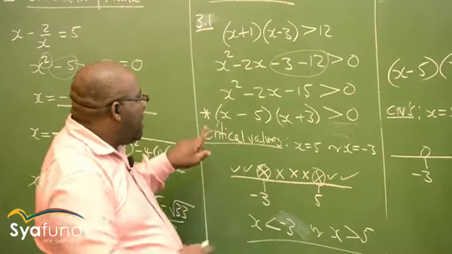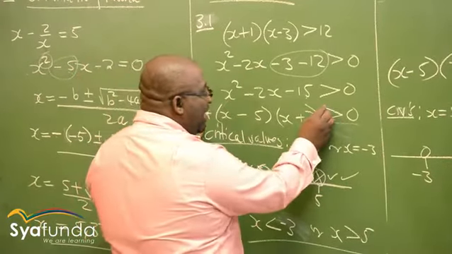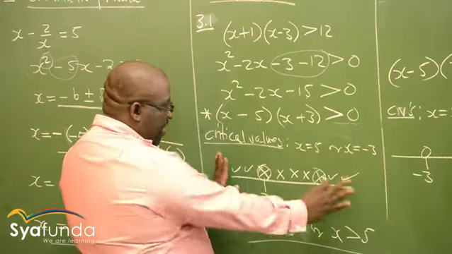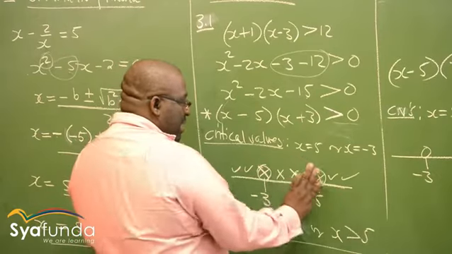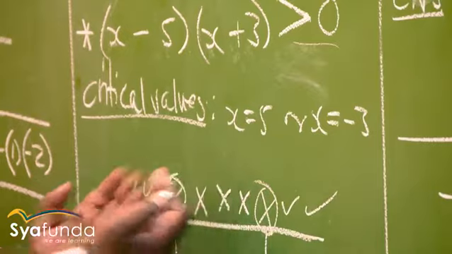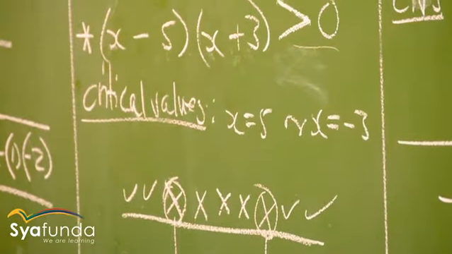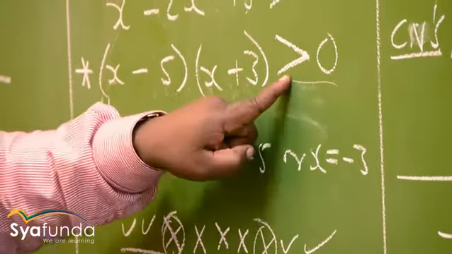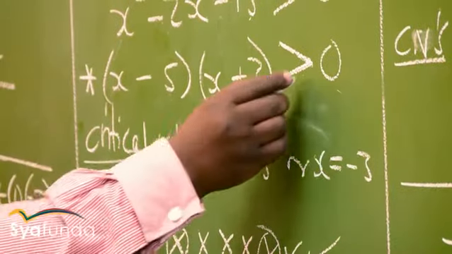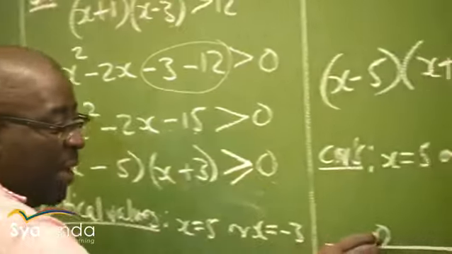Look at this sign, it is greater than. There are three regions here. This part is inside, this part is outside. Now watch here. This sign does not have an equal sign. If there was an equal sign here, then these would be part of the solution.